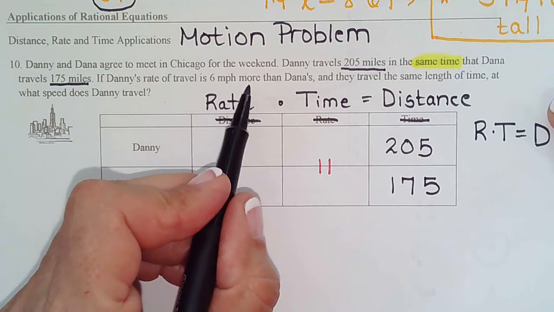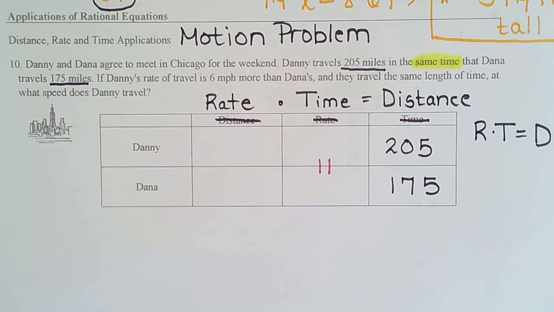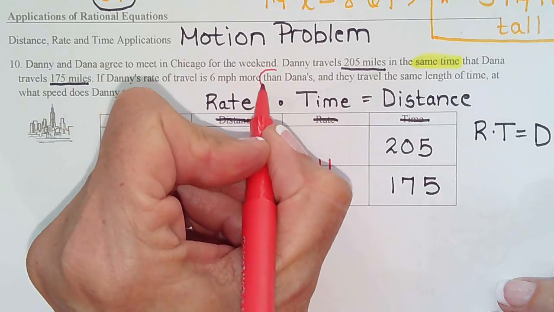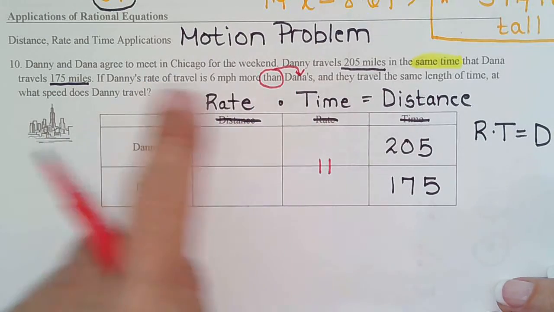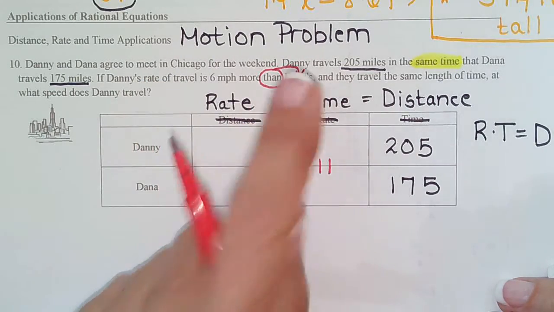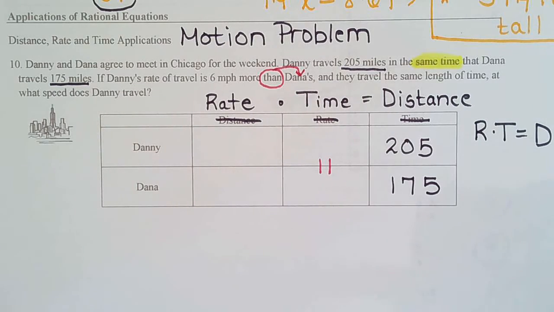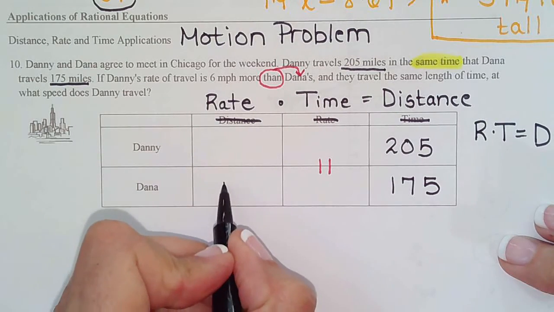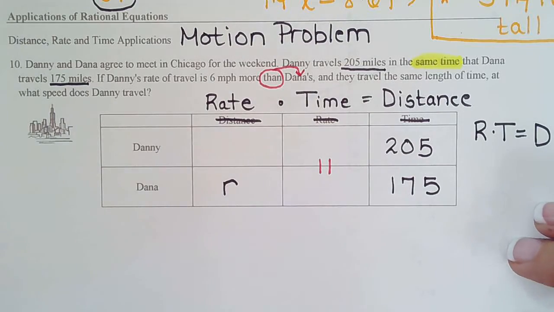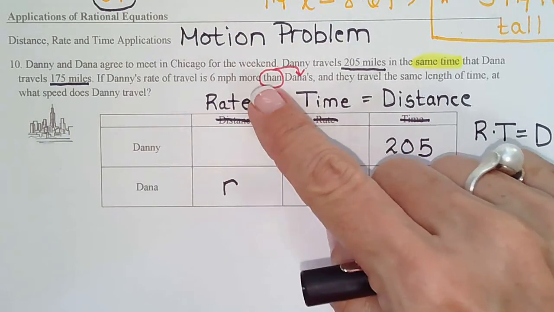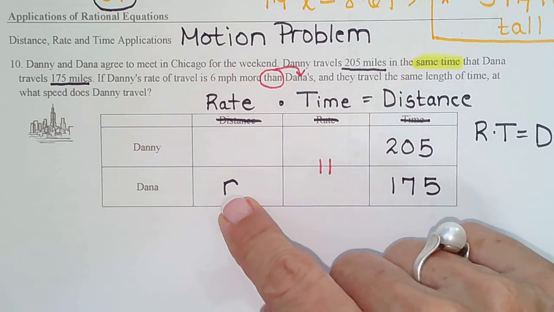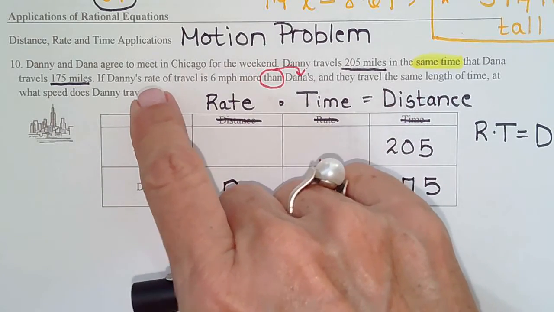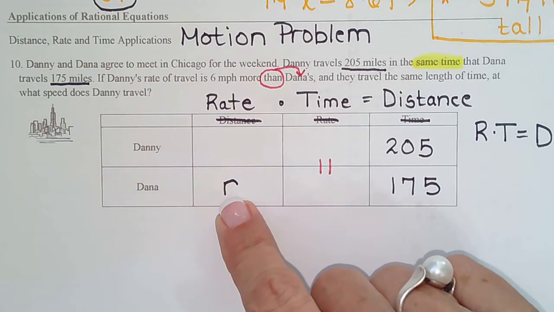Danny's rate is 6 miles per hour more than Dana's. Remember that word "than" that we talked about not too long ago? Anything that follows "than" is X. So Dana's rate is going to be X, or maybe even a better letter would be R, because students always go, I never know which one to call X. "Than" is the key word. If you see "than," whoever or whatever follows "than" is always your X. Since it stands for rate, I'm going to call it R.